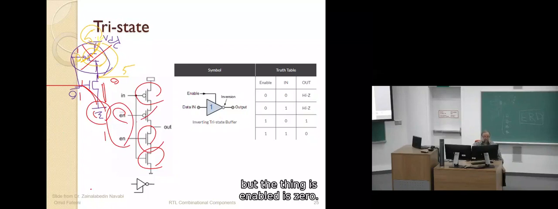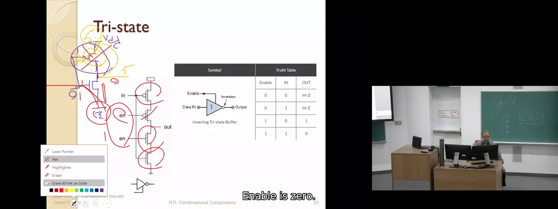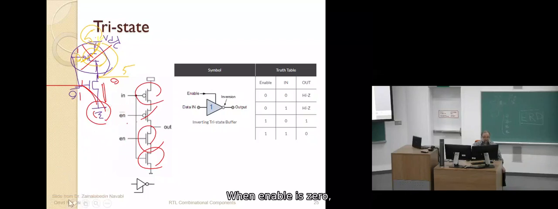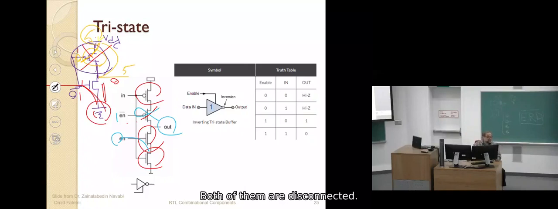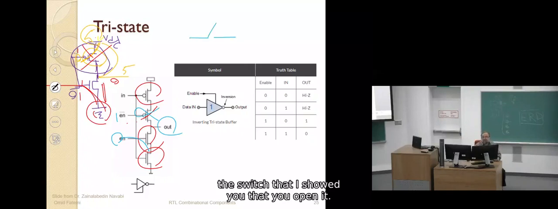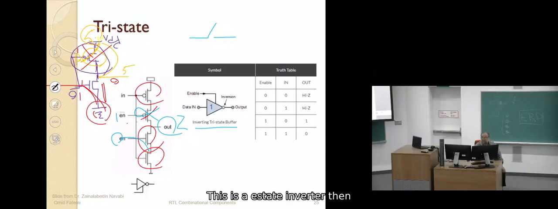But when enable is 0, this one doesn't conduct. Enable bar is 1, and this is PMOS, so this one doesn't conduct either. So both of them are off, and both are disconnected. It is exactly like the switch that I showed you, when you open it. So the output is floating, it is Z. So we have built an inverter with enable, a tri-state inverter.